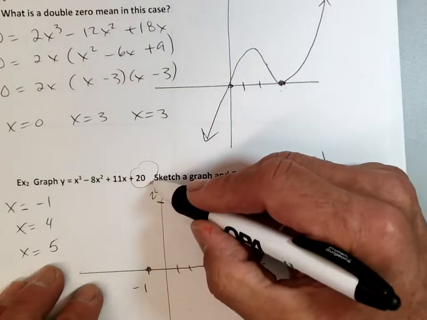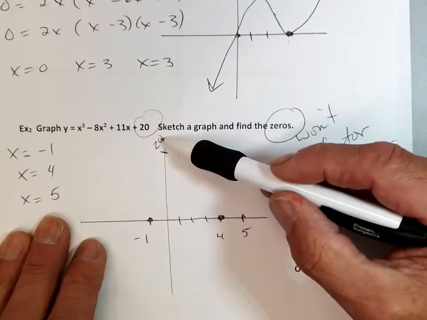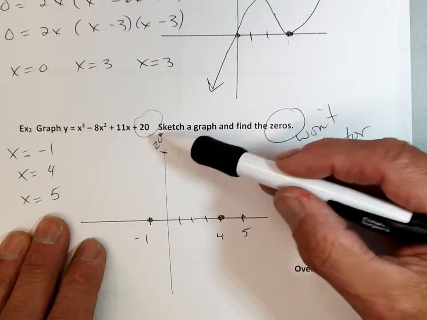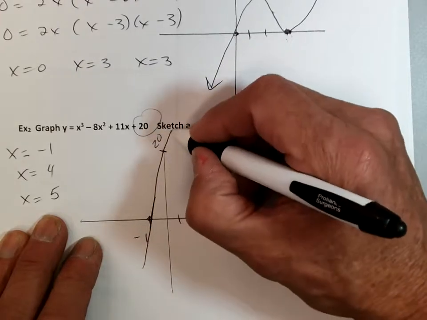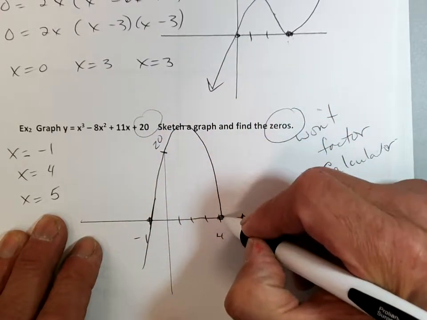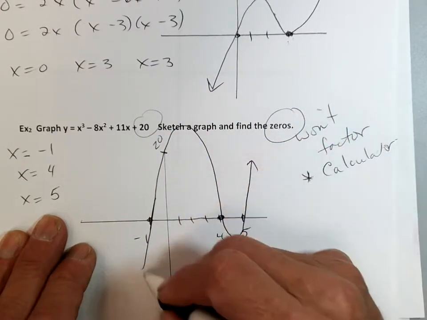I know that. You guys agree? Y-intercept of 20. You good on the 20? Has to go through 20. Y-intercept of 20. So the graph looks something like this. It goes through, up, down, and up. Okay. All right.